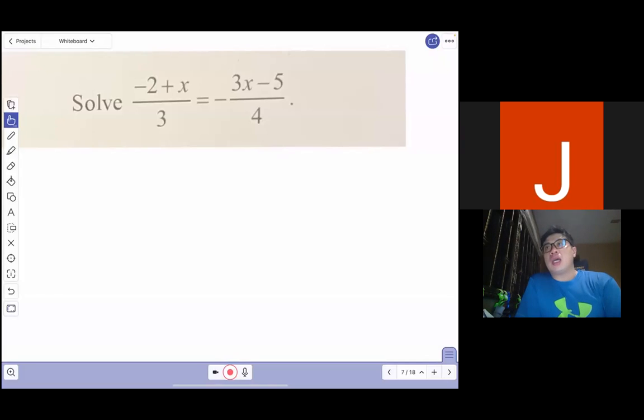So for this question, I think you have one fraction equals to one fraction, but note that there is a negative sign here. This negative sign can make your working or your thinking process a bit challenging. So how do we manage this minus sign?